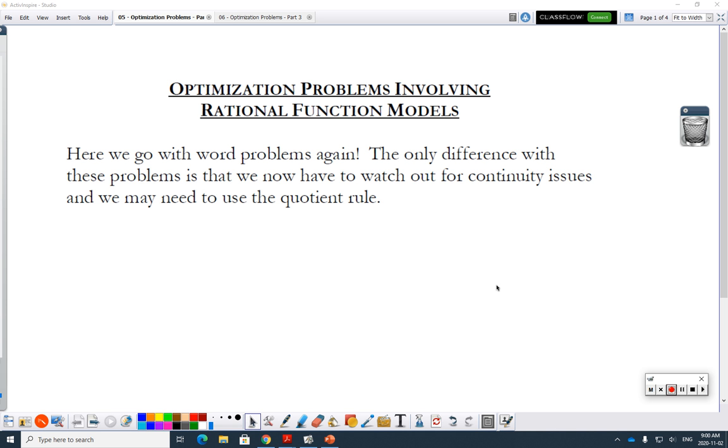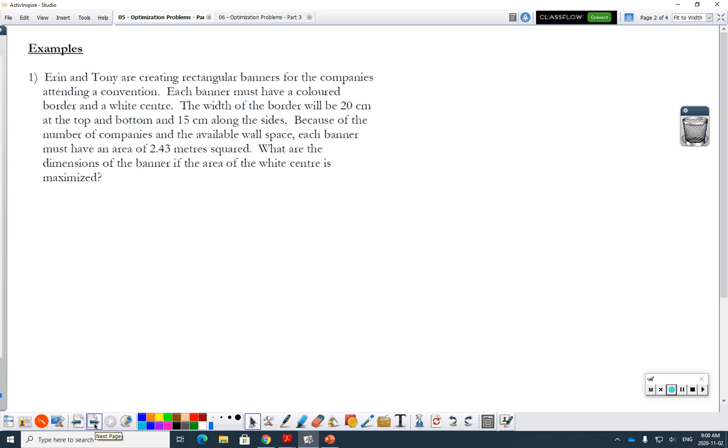Optimization problems involving rational function models. So the derivatives might not be quite so simple. The equation solving might not be quite so simple. We might have to watch out for continuity issues, and we may need to use the quotient rule. There's also some unit problems that appear in here, so a little piece at a time.